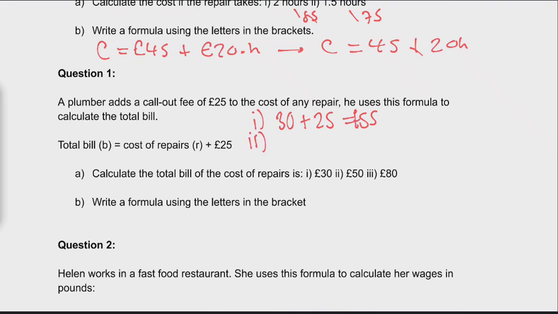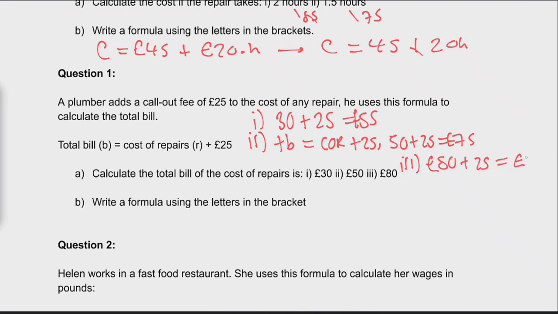Now what if the cost of repairs is £50? Well, the total bill, I'll call that TB, is equal to cost of repairs plus 25. 50 plus 25 is equal to £75. And then finally, what if the cost of repairs is £80? Then the total bill is going to be equal to £80 plus 25, that's going to be £105. So write a formula using the letters in the brackets. Well, total bill is B, cost of repairs is R, plus 25.